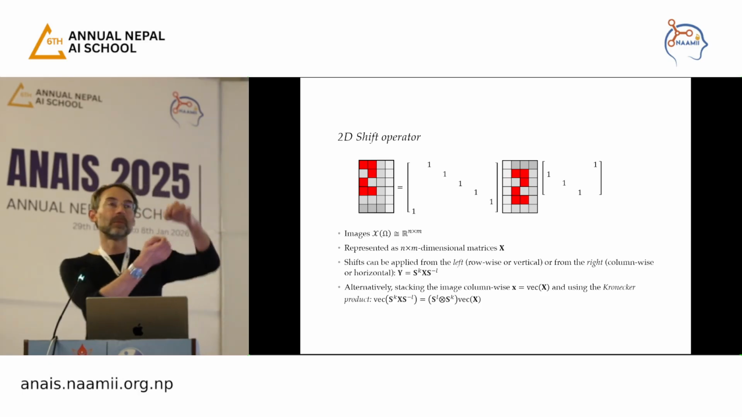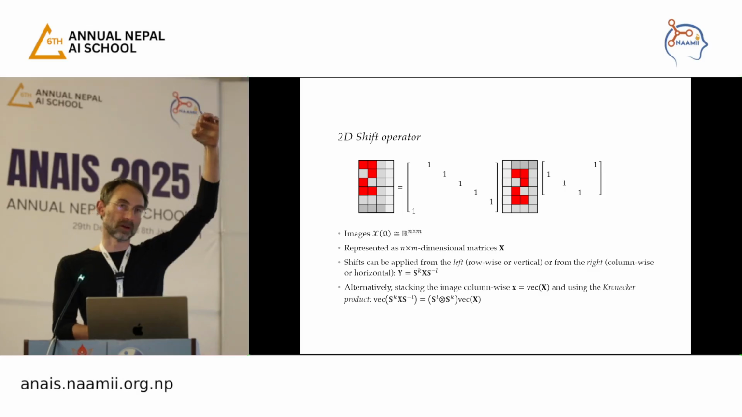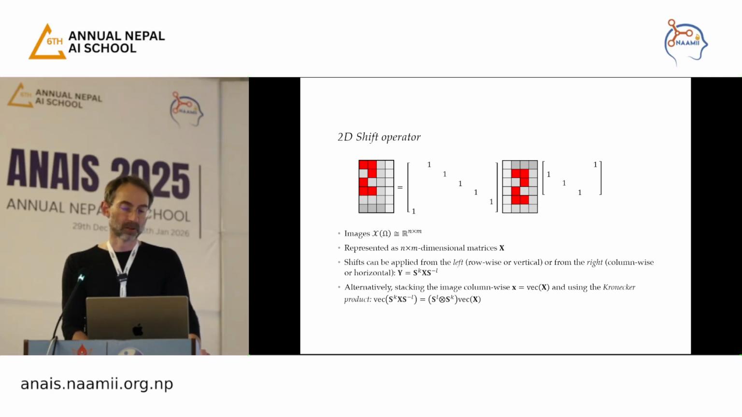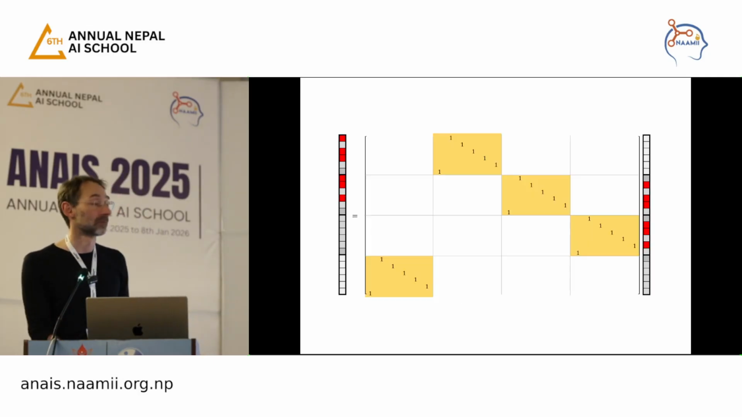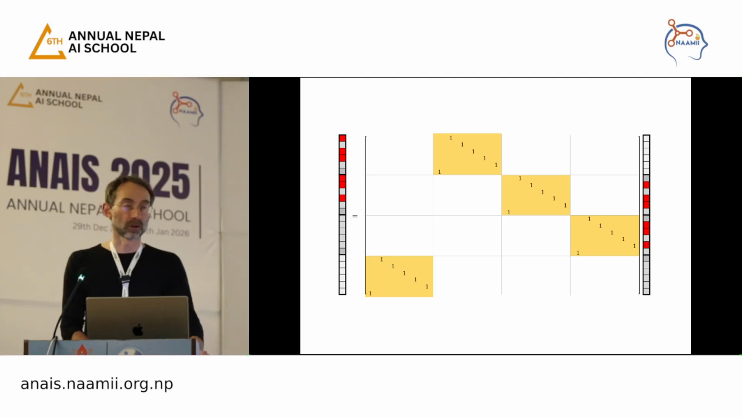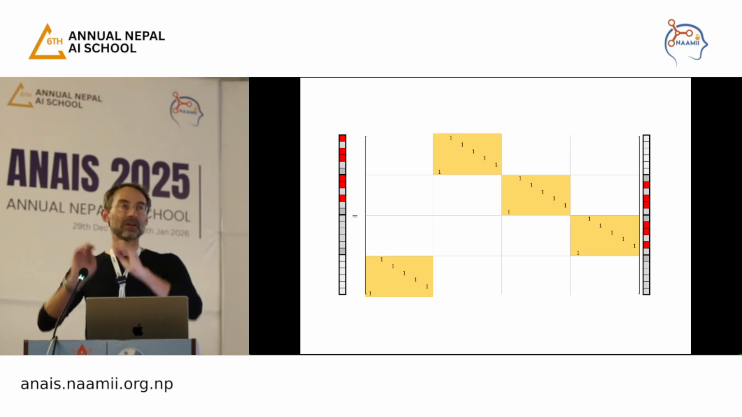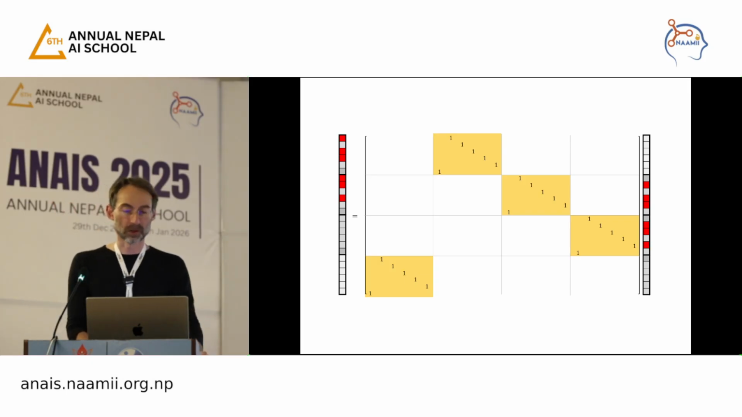Alternatively, I can take the image and stack it column-wise into a long vector, right? And then I can do the same thing by Kronecker product, right? So I can multiply it by a bigger matrix of size nm by nm, right? And this is basically a kind of a block matrix that looks like this, right? So this is called the Kronecker product, okay? So it's exactly the same thing, it's just represented in a different way. So if you like to have your operations as matrix multiplying a vector, that's a way to do it, okay?